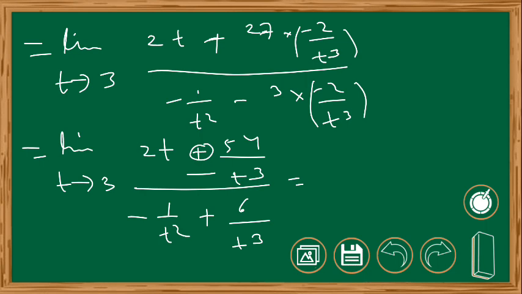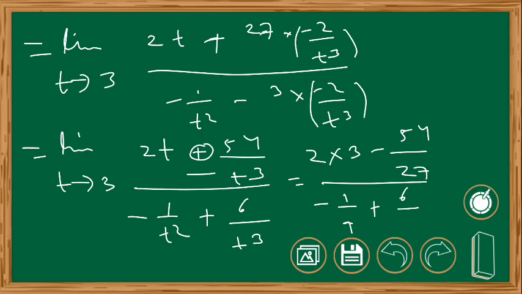So now again if I put 3 here, this is 6 and this is also t cube, so it will be 2 into 3 minus 54 divided by this one will be t cube which is 27, whole divided by again minus 1 by t square, that is minus 1 by 9 plus 6 divided by t cube which is 27.